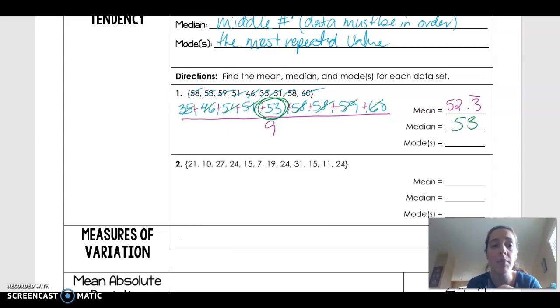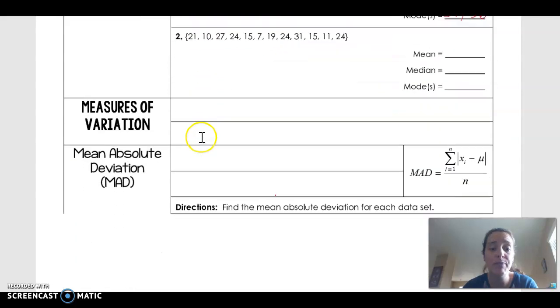So then mode, remember, is the value that comes up the most often. So I remember that I had two 51s and I had two 58s. So both of those values would be our mode. So I just write it as 51, 58, because both of those had more than one option. So now you have another data set down here at number 2 to look at by yourself.